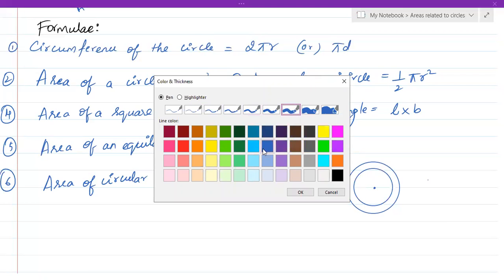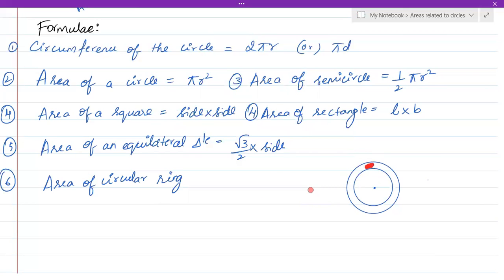Let me take a different color. Okay, let me shade it. See this region which I am shading, that is actually known as the circular ring. So how do we find this area? This is the thing that we have to find, the region that I have shaded.